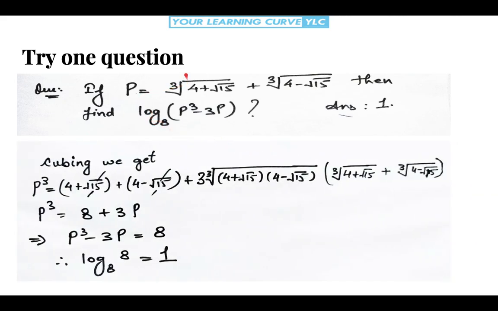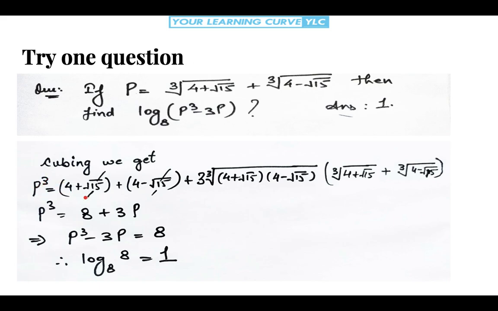In this question, what you have to do, you have to observe this expression first. What we need to find? So we need to find p cube minus 3p. This gives you a hint that we have to get p cube. So we first cube this expression given to us.